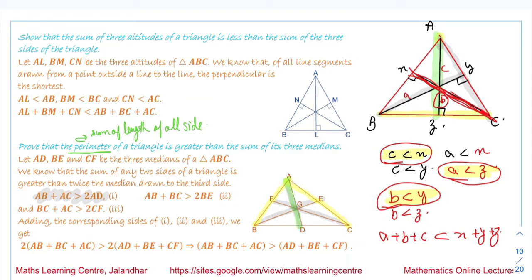Similarly, for the other two cases, we can write the equations in this form. So we are having three equations. Now we add these three equations, and what we get is AB plus BC plus this.